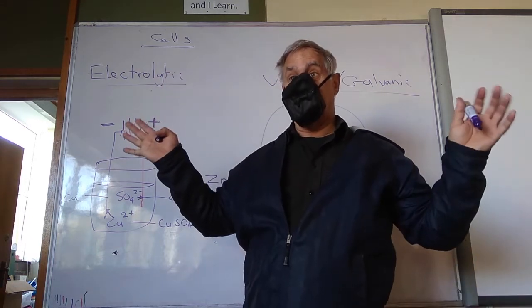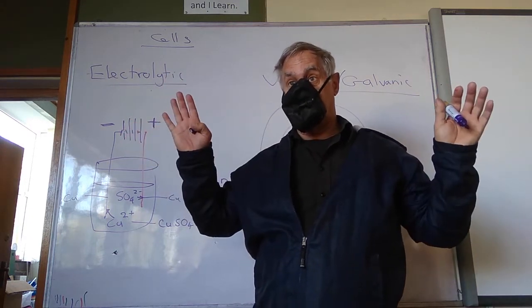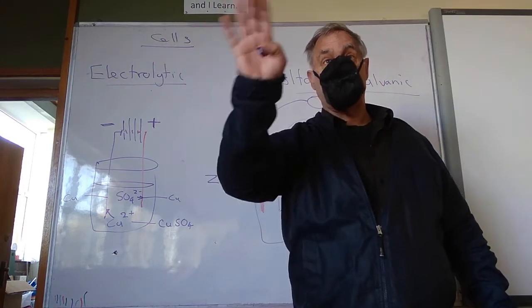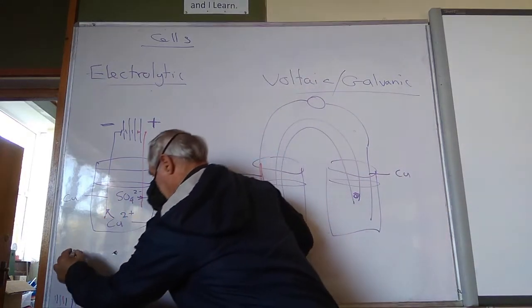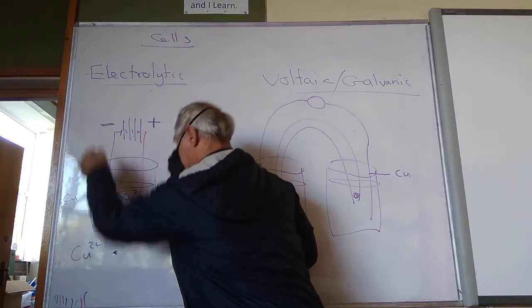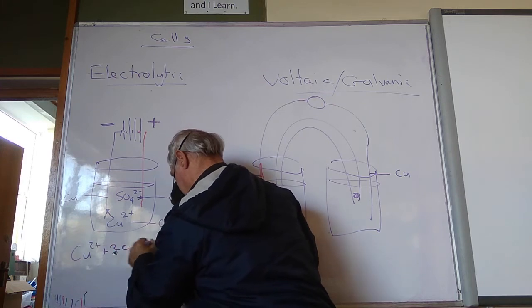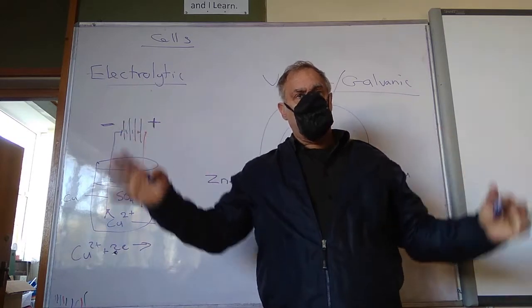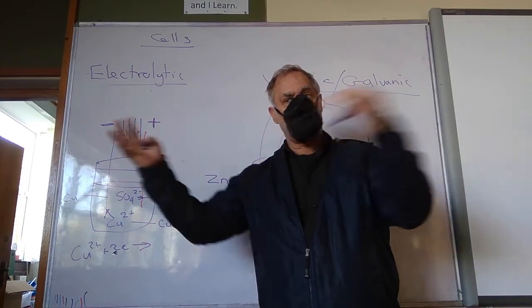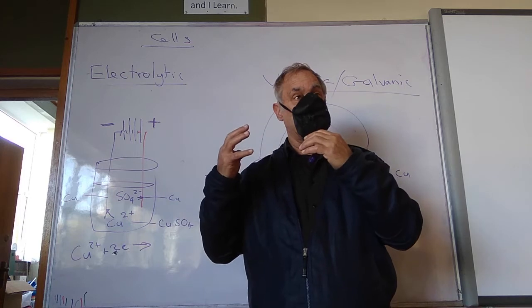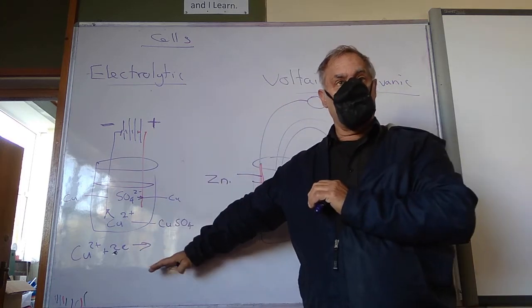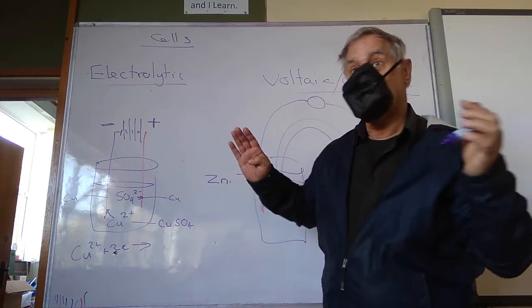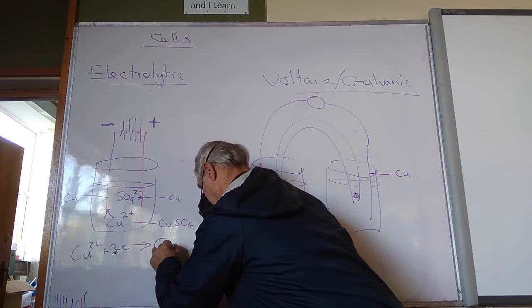So let's just see what happens at the negative pole. Copper ions go to the negative. But let's see why. When copper 2 plus gains 2 electrons, what does it form? It's attracted to the negative, but it gets something. It gets electrons. So Cu 2 plus plus 2 electrons form copper, just copper metal.